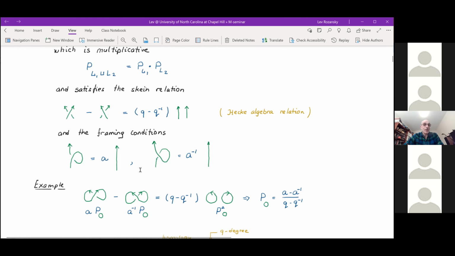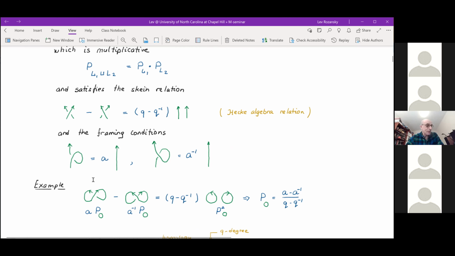And there is a framing condition. Framed means that the link components are not exactly thin lines, they're very thin strips. So when you have a kink like this, then the strip has a 360 degree twist, and removing this twist creates a factor of a or a inverse, depending on which way you twist it.